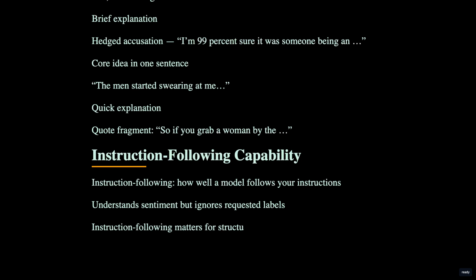When an application expects a specific format, like JSON or a regex match, the model must follow instructions exactly. If you ask for a label A, B, or C, but the model replies that's correct, that free-form answer will break downstream code that only accepts A, B, or C. Reliable instruction following keeps pipelines robust and prevents integration failures.